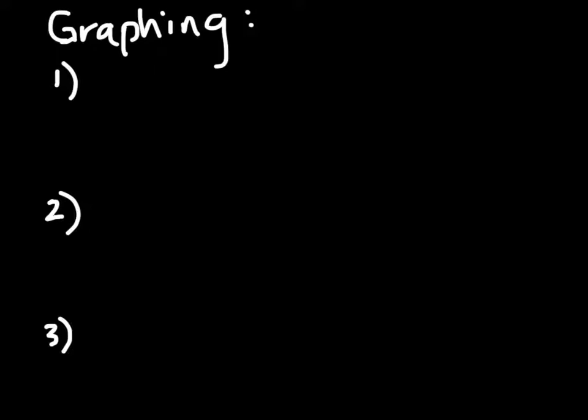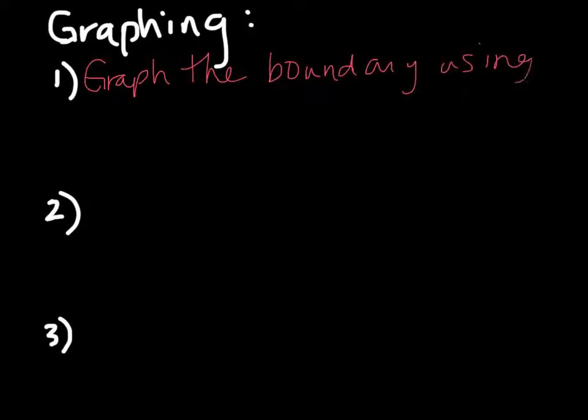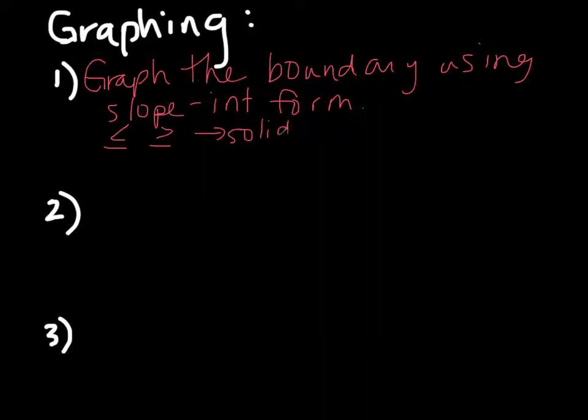So the first thing we're going to do when we are graphing is graph the boundary using slope-intercept form, and we'll look at an example. If we see less than or equal to or greater than or equal to, it means a solid line. And if we see less than or greater than, it means a dotted line.